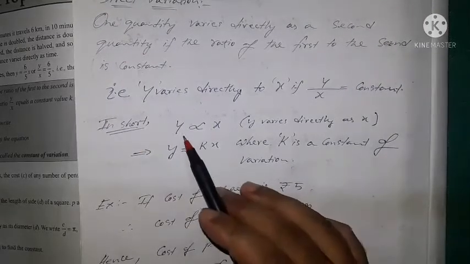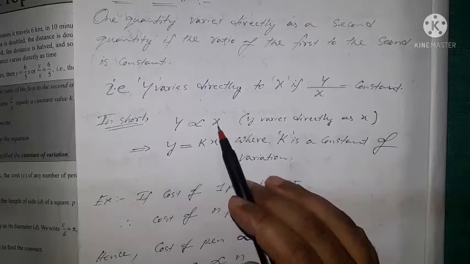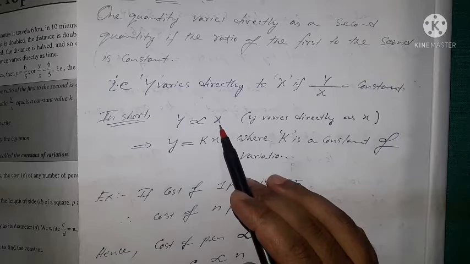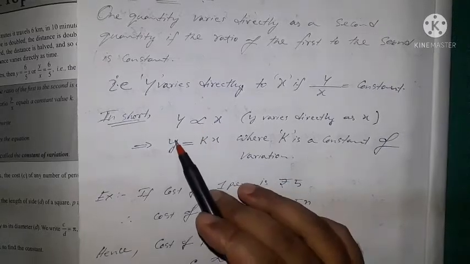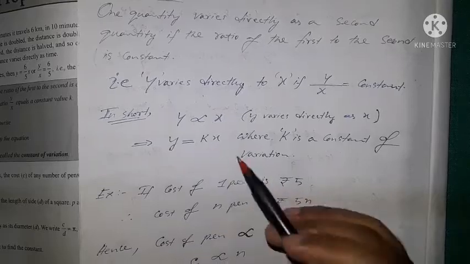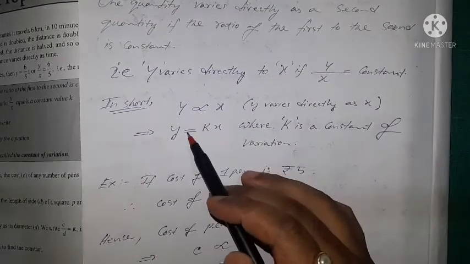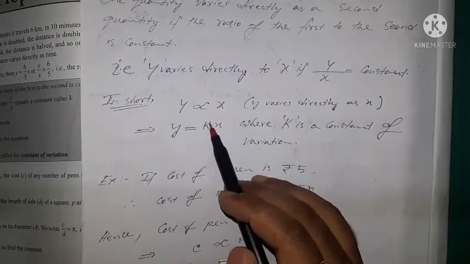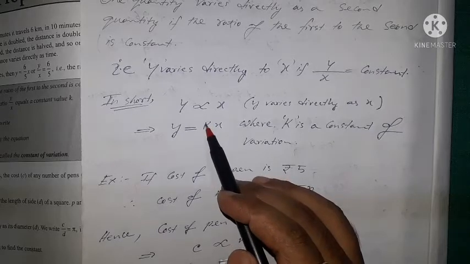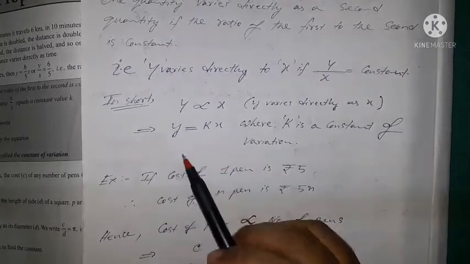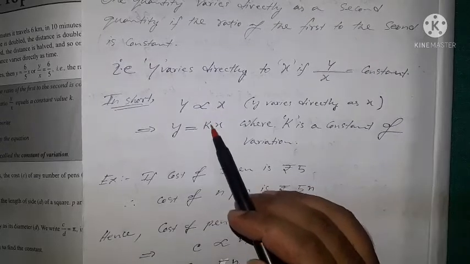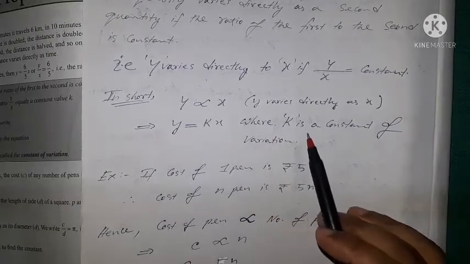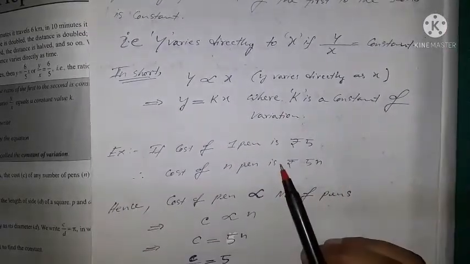So in short, we write that y varies directly as x, and this is the symbol that we use. If we replace this sign with the equal sign, it becomes y = kx. Here k is any constant, it can be 1, 2, 3, 4, any integer. So when we replace this sign with the equal sign, we need to give one constant. Here k is the constant of variation.